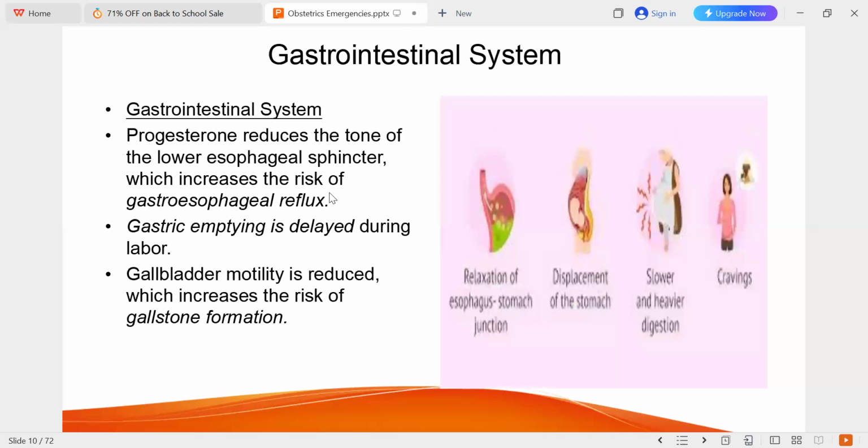The GI system also is not left without some changes. The progesterone pregnancy hormone reduces the tone of the lower esophageal sphincter. This leads to an increase in gastroesophageal reflux, as you can see on the right side of the screen. There is delayed gastric emptying, especially during labor. Gallbladder motility is reduced, which may lead to an increased risk of gallstone formation. And interestingly, there's also craving for some abnormal things. These are parts of the GI changes in pregnancy.